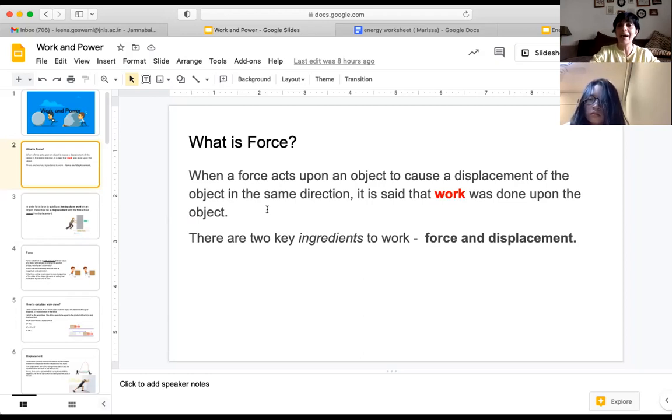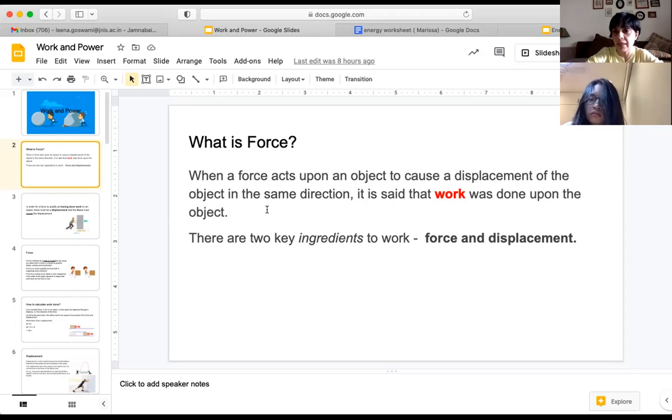Now, if you look, I have been pushing the phone in this direction. So the force that is being applied is also in this direction, and the movement of the phone is also in this direction. They're both the same, right? So work is done when force is applied to cause a displacement of an object in the same direction. That's the only time we can say work is done.